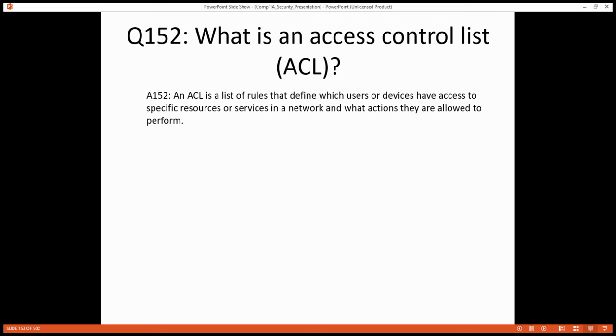Q152. What is an access control list, ACL? A152. An ACL is a list of rules that define which users or devices have access to specific resources or services in a network and what actions they are allowed to perform.